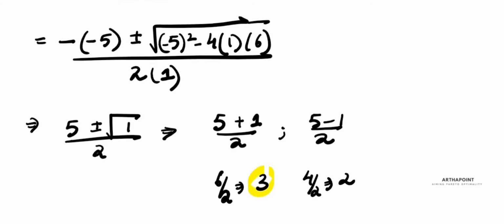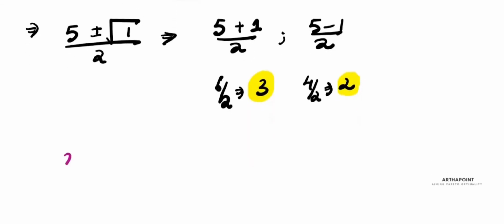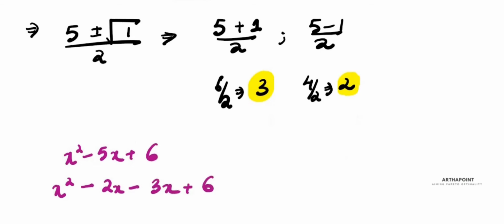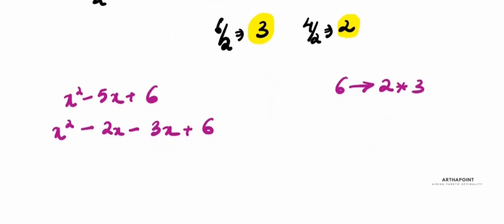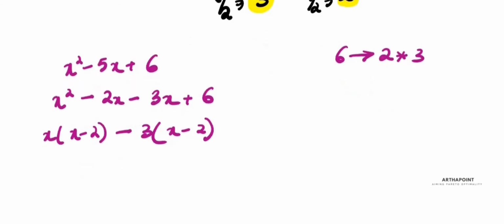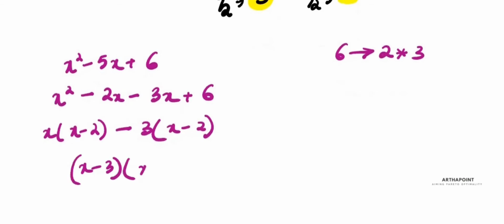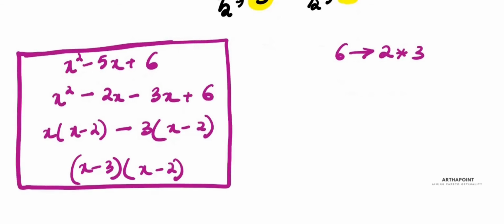Now, I just want to show you how you could have done using completing the square method. So if your equation is x square minus 5x plus 6, you could have written it as x square minus 2x minus 3x plus 6 because 6 has factors 2 into 3. You could have taken x common from here. You could have taken 3 common from here. And you could have got x minus 3, x minus 2. This was your completing the square method. So either way, you can go ahead and find the solution.